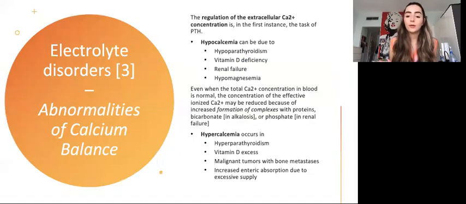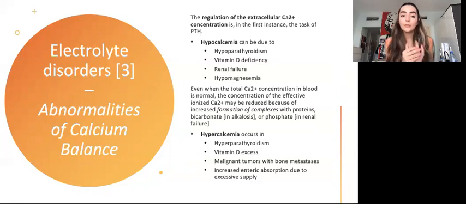Next, we have calcium. The regulation of extracellular calcium concentration is mostly the task of the parathyroid hormone. It's normally released in hypocalcemia, and its action is to increase the calcium concentration. It stimulates the mobilization of calcium phosphate from the bone, decreasing the plasma concentration of phosphate by inhibiting its renal absorption, and stimulating the formation of calcitriol, which promotes the absorption of calcium and phosphate. Thus, it helps with the mineralization of the bones.